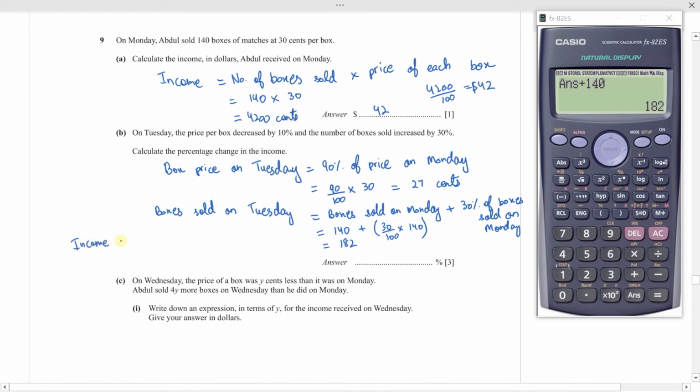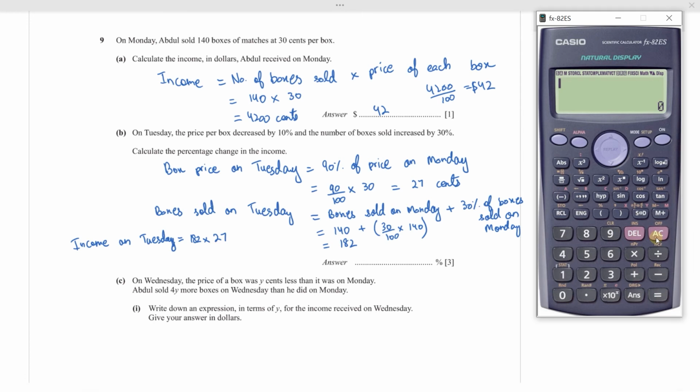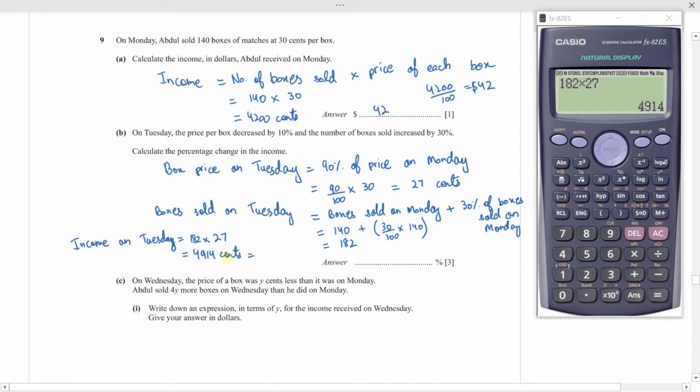Income on Tuesday will be the number of boxes sold, which is 182, multiplied by the price of each box, which is 27. So 182 into 27 is 4,914 cents, which is equal to, if I divide this by 100, $49.14.